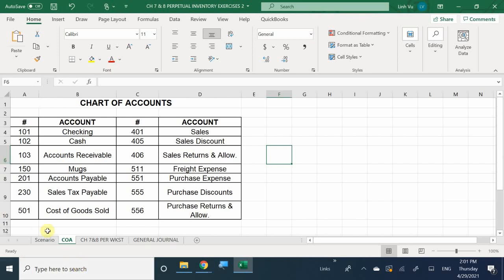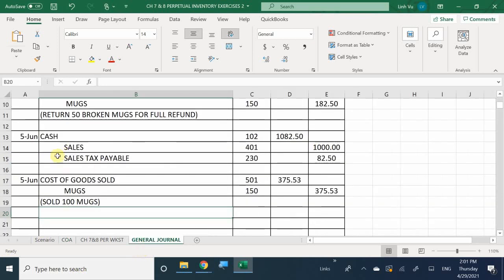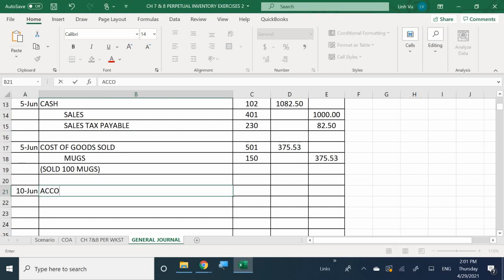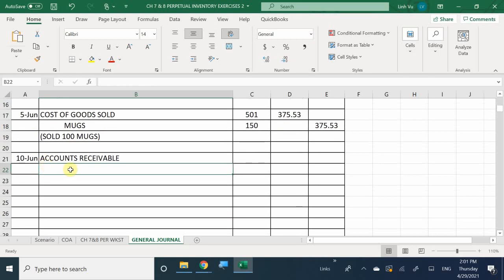Good. All right, so let's go ahead and go to our journal here. Once again, it is now June 10. What should my journal look like if I sold to customer A on account? Accounts receivable. Yes, we received an IOU in a sense, okay? What else did we do here? Sales. Yes, right? We have to record that the sale has occurred. Sales, and sales tax payable.